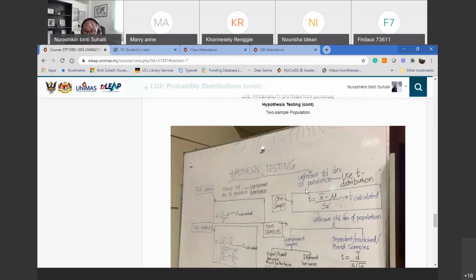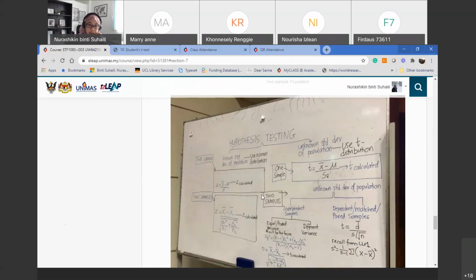This is actually from last semester's class, when we had the physical class where I sketched things on the whiteboard. Can you guys see this picture very clearly? Yes. Okay, so for today's class, lecture 6 and lecture 7 is summarized into this overview. 1 sample we covered last week, so let's focus on 2 samples, the ones on the left and right at the bottom here.